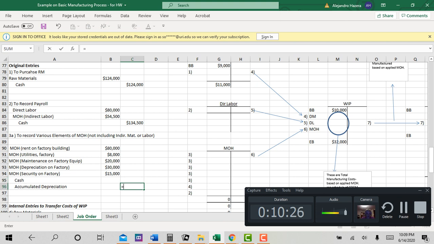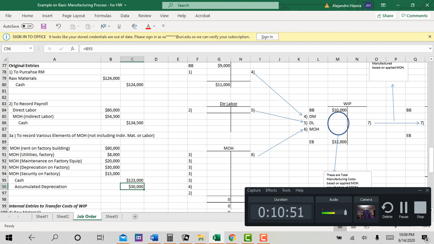Okay, and now I've got two credits. One is accumulated depreciation, and let's just do this one. You've got depreciation on the factory, which should be a credit to accumulated depreciation, and the cash is just for everything else. So 80 plus 8 plus 20 plus 15. So I got credits for 123,000, and those are just my cash costs, and the depreciation goes to accumulated depreciation. Okay, so those are what I call my original entries.